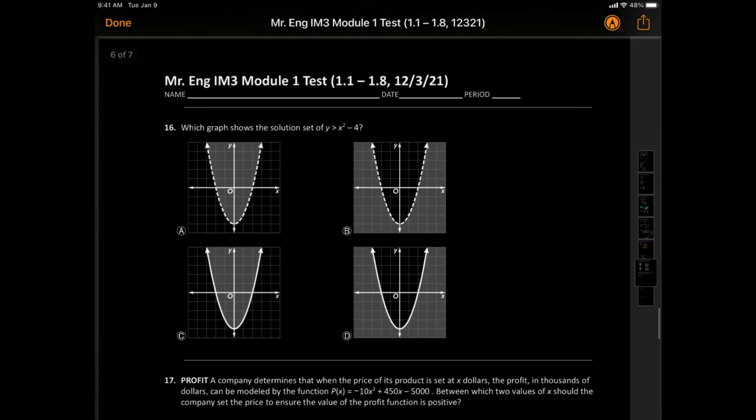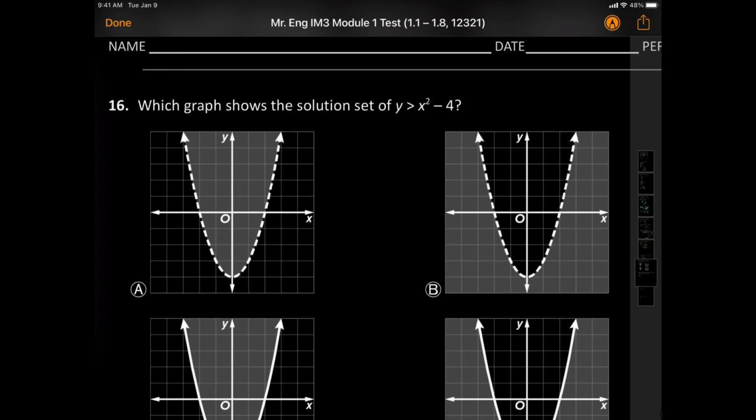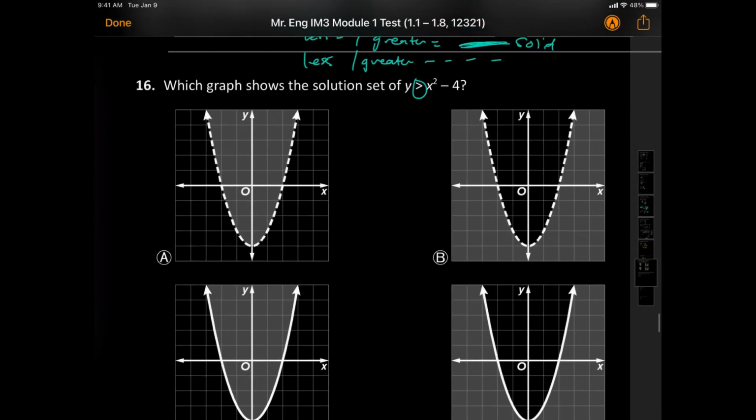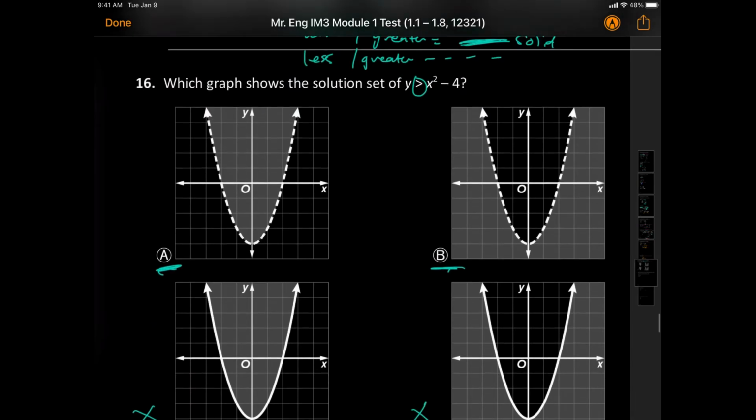All right, question number 16. Which graph shows the solution? Well, notice this is a greater than, so greater than or less than have dotted lines. If it's less than with an equals or greater than with an equals, then you have solids. So the only ones that have dotted or dashed lines are A and B, so I'm going to cross off C and D.